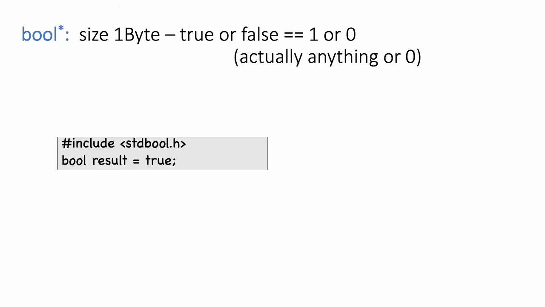Bool is 1 byte and can be true or false. If you want to use bools, they weren't in the original standard, so they're available in any compiler that is C99 and above. To use bools, you have to #include <stdbool.h>.